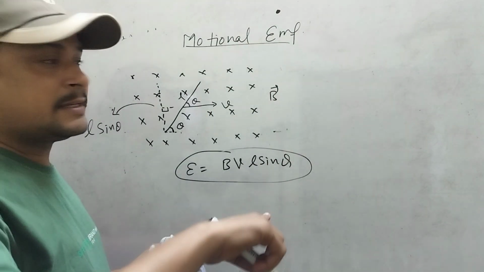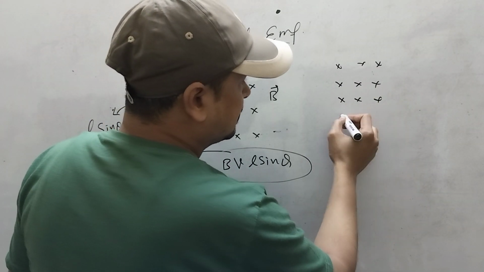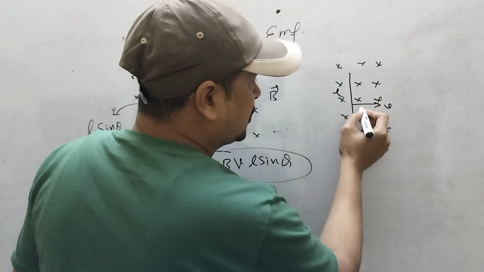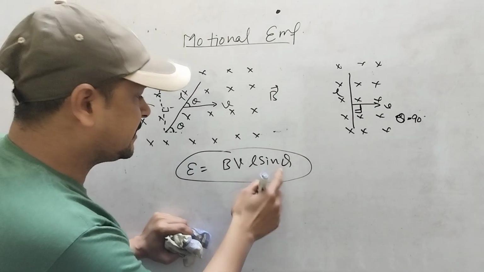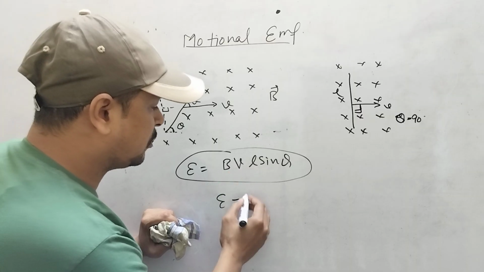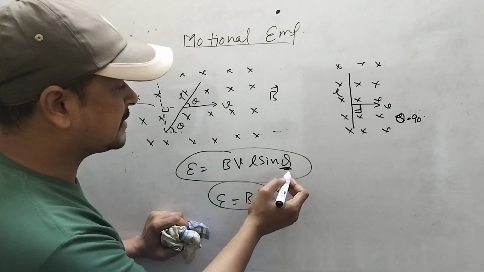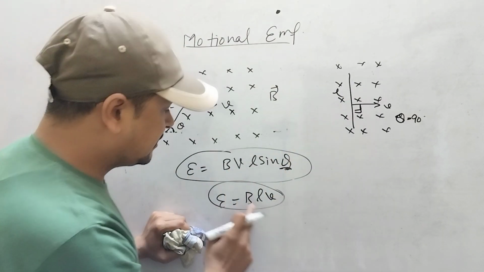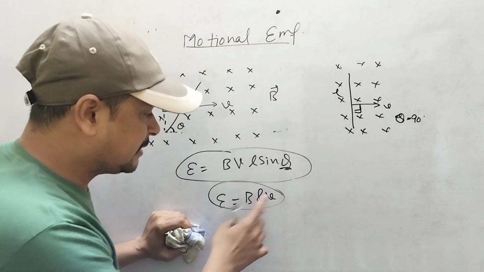If we take the previous case, the rod was like this and the velocity like this. So this is L, this is V. What is theta here? Theta equals 90 degrees. If we place 90 degrees here, E equals BVL sin 90, so it becomes BVL, or BLV. So the main concept: if theta is the angle between the length and the velocity, then the formula is BVL sin theta. If it is 90 degrees, then directly BLV.